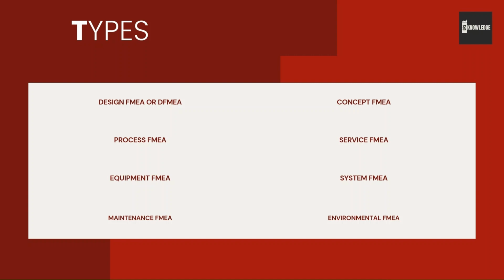While talking about how and when these FMEAs are used, design FMEA or DFMEA is used during product design to identify and mitigate potential product failures and design weaknesses. Process FMEA or PFMEA is applied during process development and manufacturing planning to prevent process errors and ensure consistent production quality. Equipment FMEA or EFMEA is employed in equipment design, selection, or operation to anticipate and prevent machine breakdowns and failures.